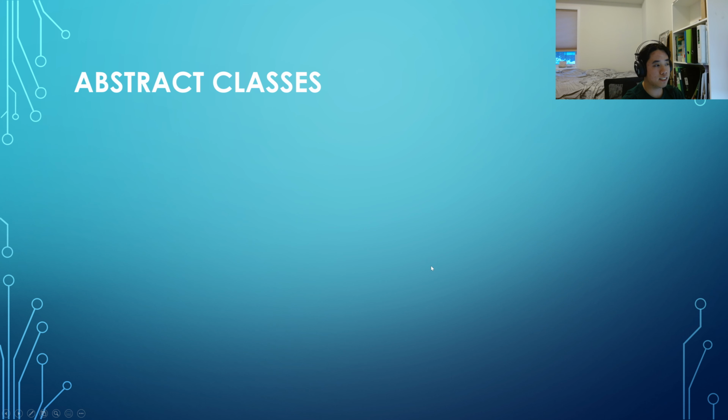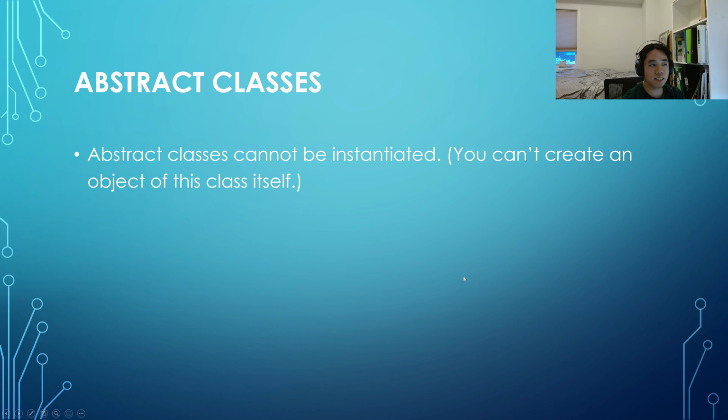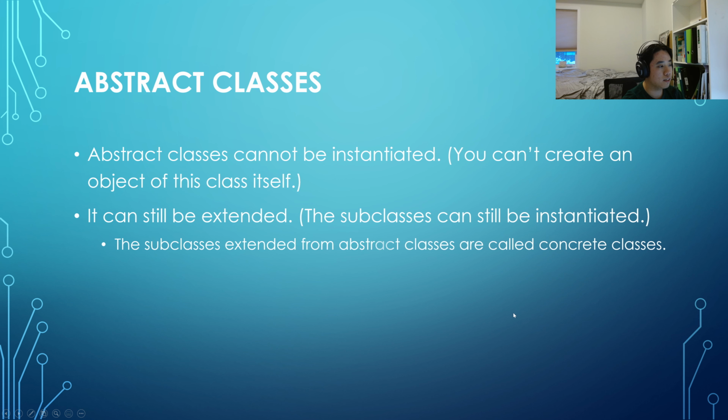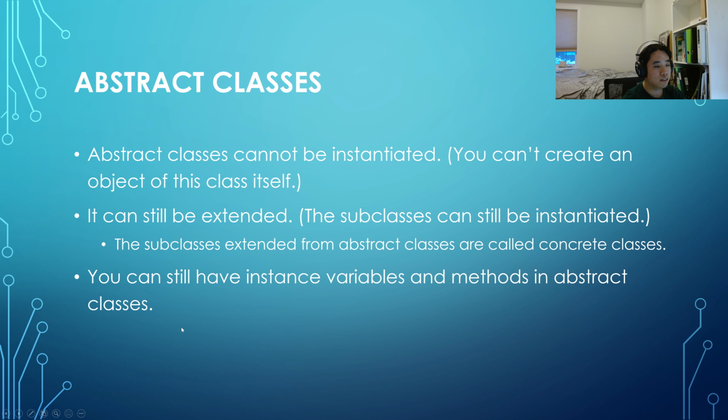So abstract classes. These classes cannot be instantiated. So we cannot create an object of this class by itself, but it can still be extended, and these subclasses can be instantiated instead, and you can access the abstract class's methods that way. The subclasses extended from abstract classes are called concrete classes. And of course, just like any other class, abstract classes can also have instance variables and methods as well.